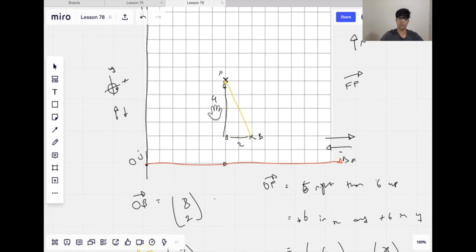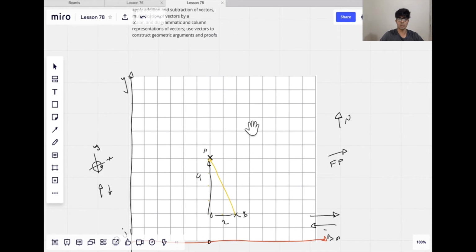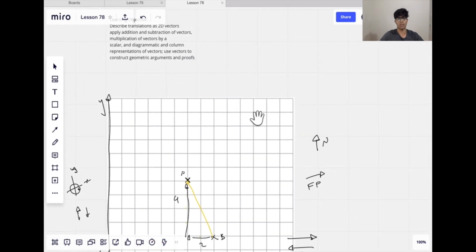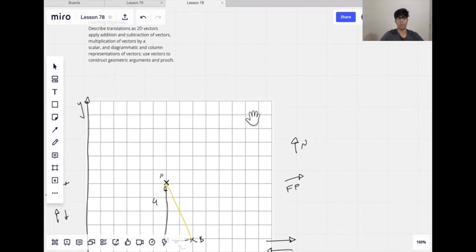And that is in general how we think about vectors. I'll walk you through some questions where we will discuss some of the other properties of vectors.